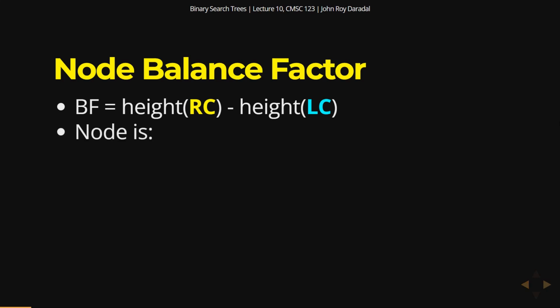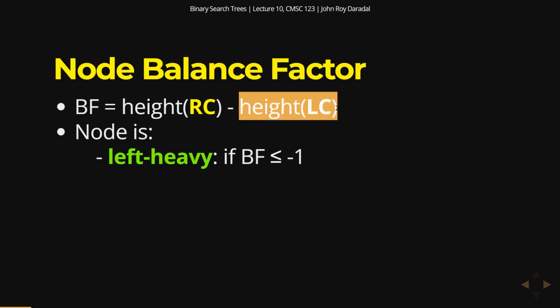Okay, so based on the balance factor, we call the node left heavy if the balance factor is less than or equal to -1. So if the balance factor is negative, that means that the height of the left child is bigger, right? Because this equation became negative, so left child must be a greater number. So if left child is a greater number, that means that it's leaning towards the left, right? The height of the left child is greater, so you are left heavy.